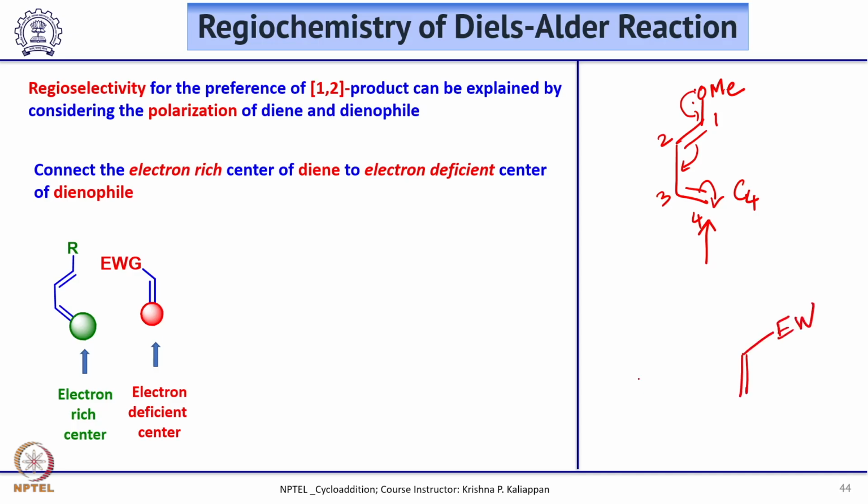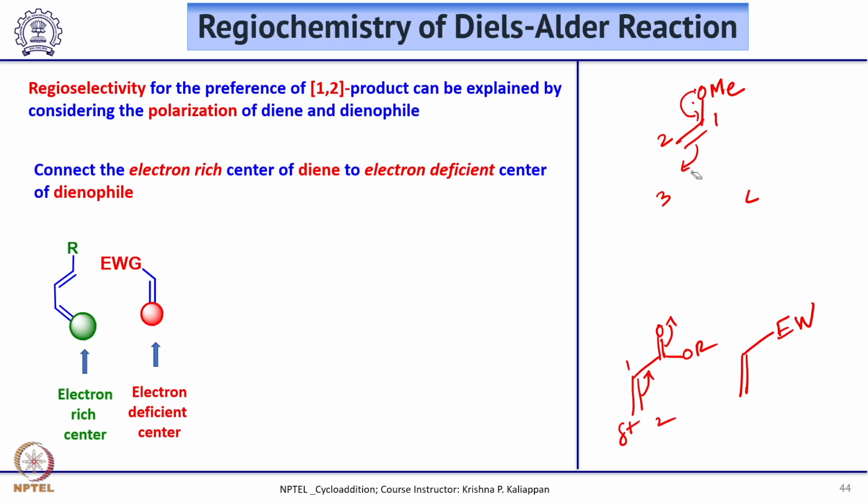Okay, so for example, if this is an ester, then because of the electron withdrawing group present at this carbon, the delta positive charge will be more at carbon number 2. This is 1, this is 2. So, what will happen when you do the Diels-Alder reaction?